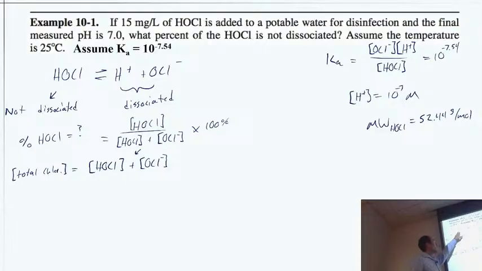We can look at it as the not dissociated versus the dissociated amount, right? OCl minus is the dissociated form of free chlorine. Does that make sense? So the question is asking then, what is the percentage, which would be saying the HOCl divided by the total times 100%.